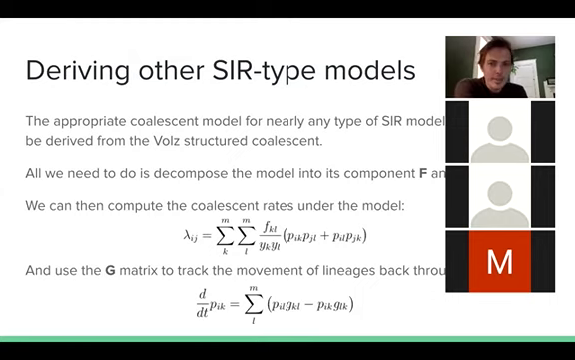So it's almost as if we have basically a generic formula that we can just plug our particular type of SIR model into and figure out what the appropriate coalescent model is under that model, which makes this general framework very exciting and can easily be extended to include almost any form of population structure.